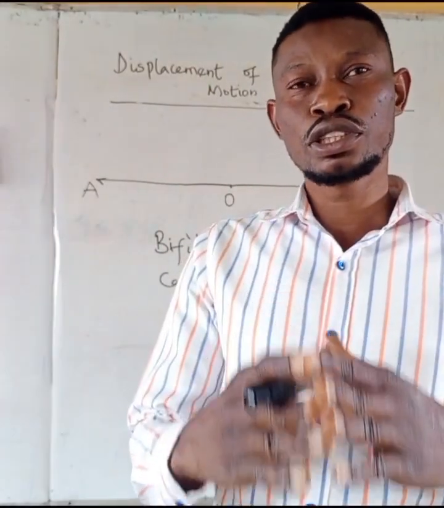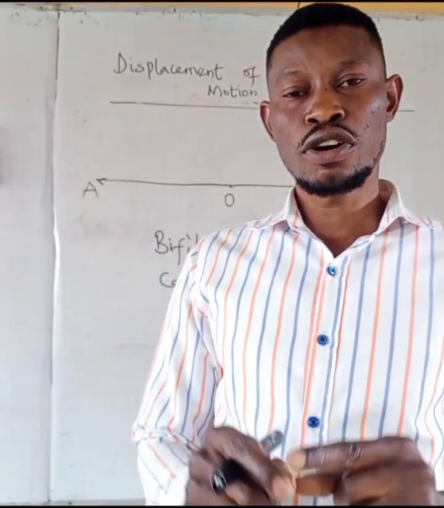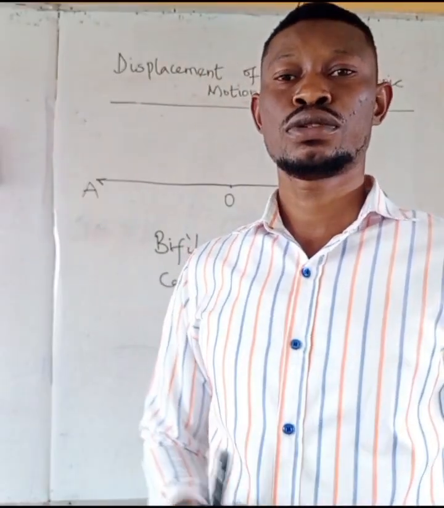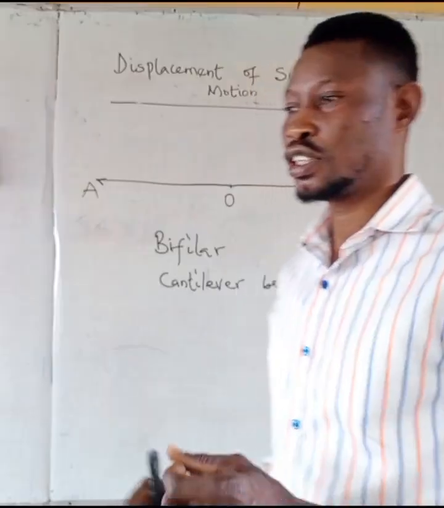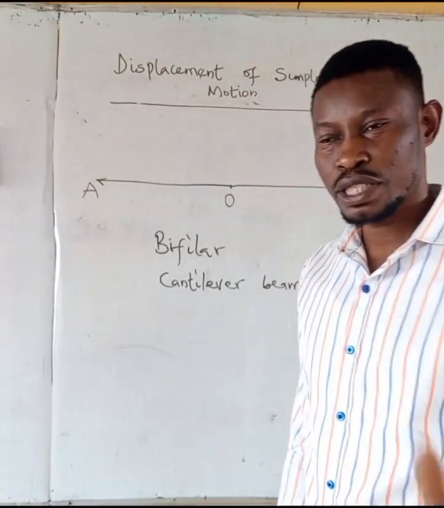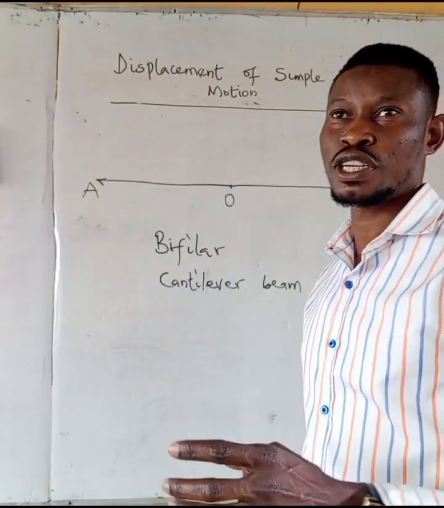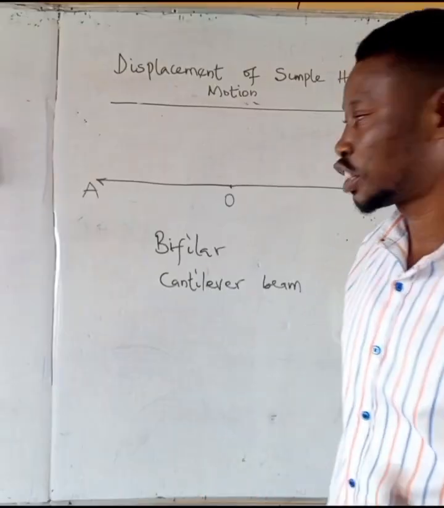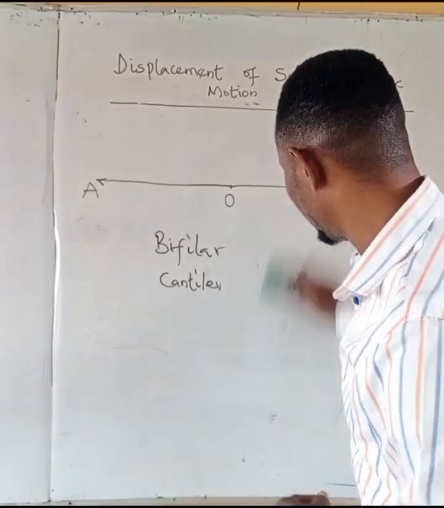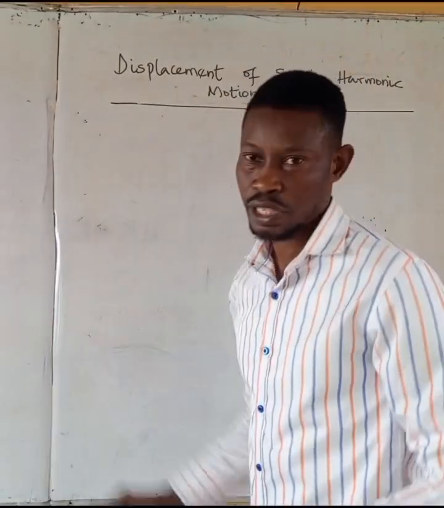A simple harmonic motion is a projection of a uniform circular motion on any diameter of the circle. When we use the word projection here, we are just talking about a shadow. So I'm going to do an illustration here real quick that will help us to understand that concept much better.